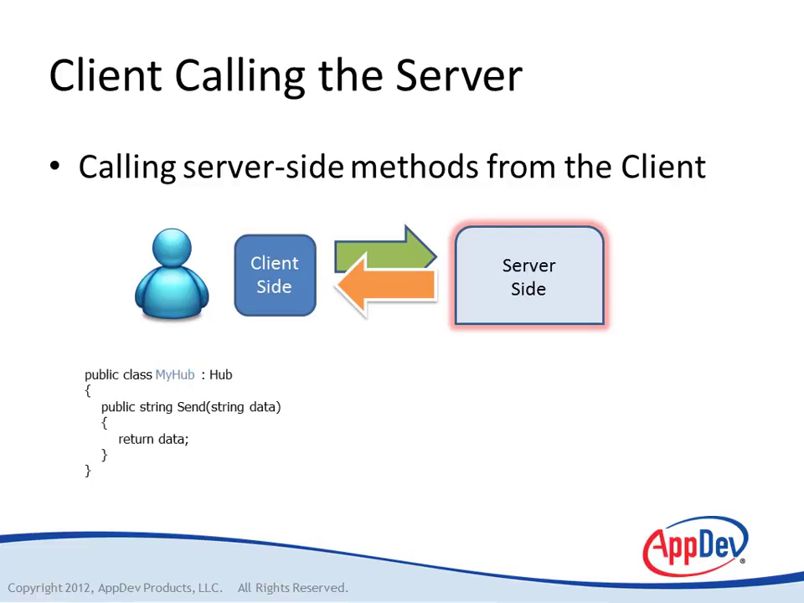Here's an example. We're instantiating the class of myHub, which is derived from the hub of SignalR, and essentially we just have a public method within it just saying send. So send what? It's going to return a string. That's all it's doing. And this can be called from the client side. So let's look into Visual Studio and see how this is done.